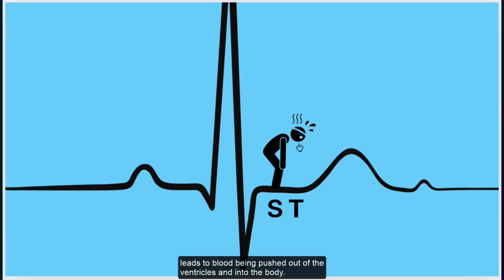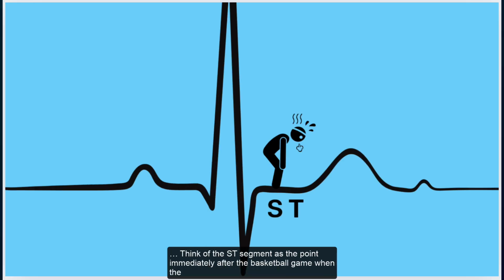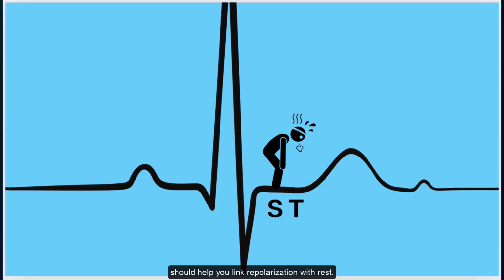the body. Think of the ST segment as the point immediately after the basketball game when the players are all tired and trying to catch their breath. The ST segment represents early ventricular repolarization, which is when the ventricles begin to rest. The word repolarization starts with R, as does rest, which should help you link repolarization with rest. The ST segment should always be flat. If it helps, think of a basketball player lying flat on their back after a game to catch their breath.